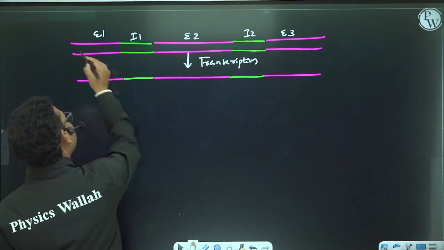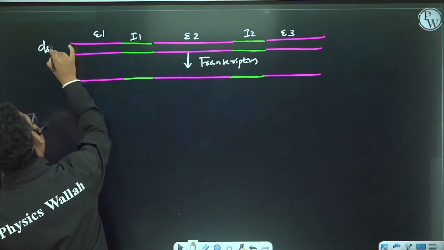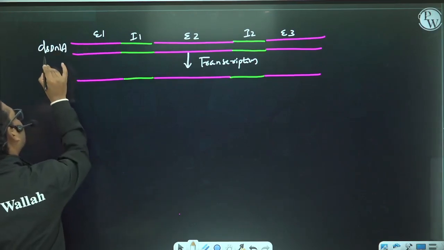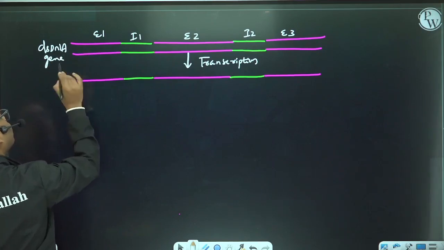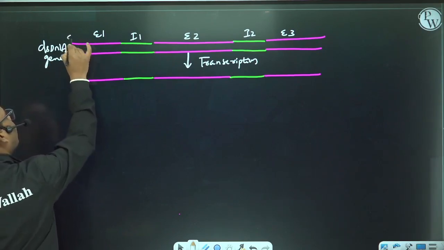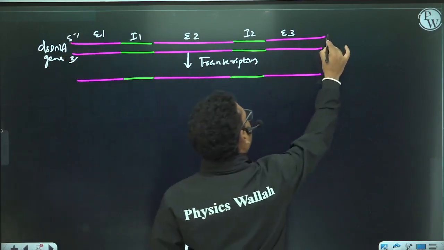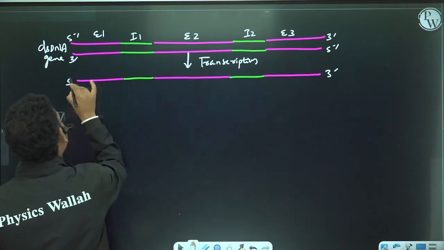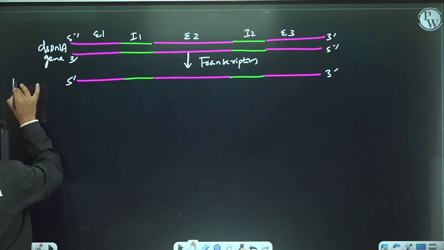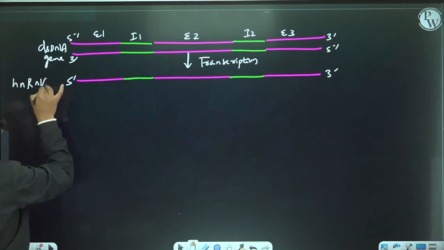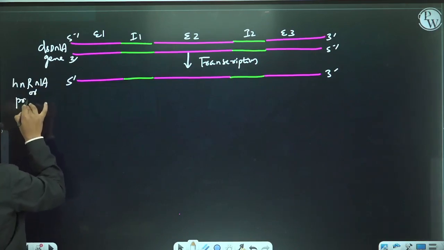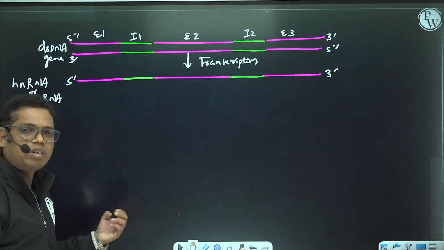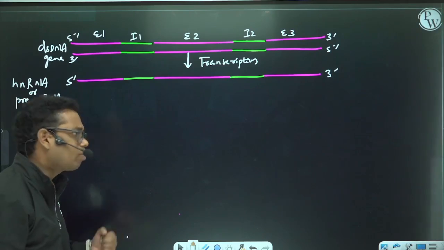Okay, and this is DNA. This is double-stranded DNA, and this double-stranded DNA is nothing but the gene. So this will be 3' and this will be 5', and this will be 3' and this will be 5'. This RNA is called hnRNA or pre-mRNA. You can call this the primary transcript as well.